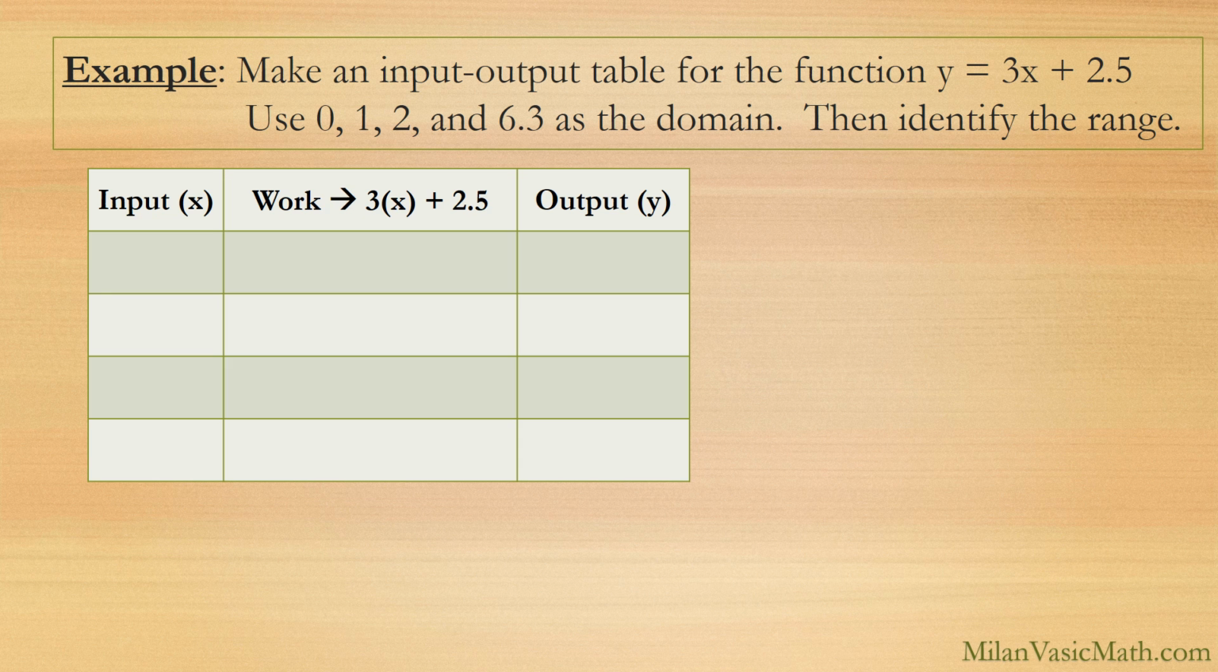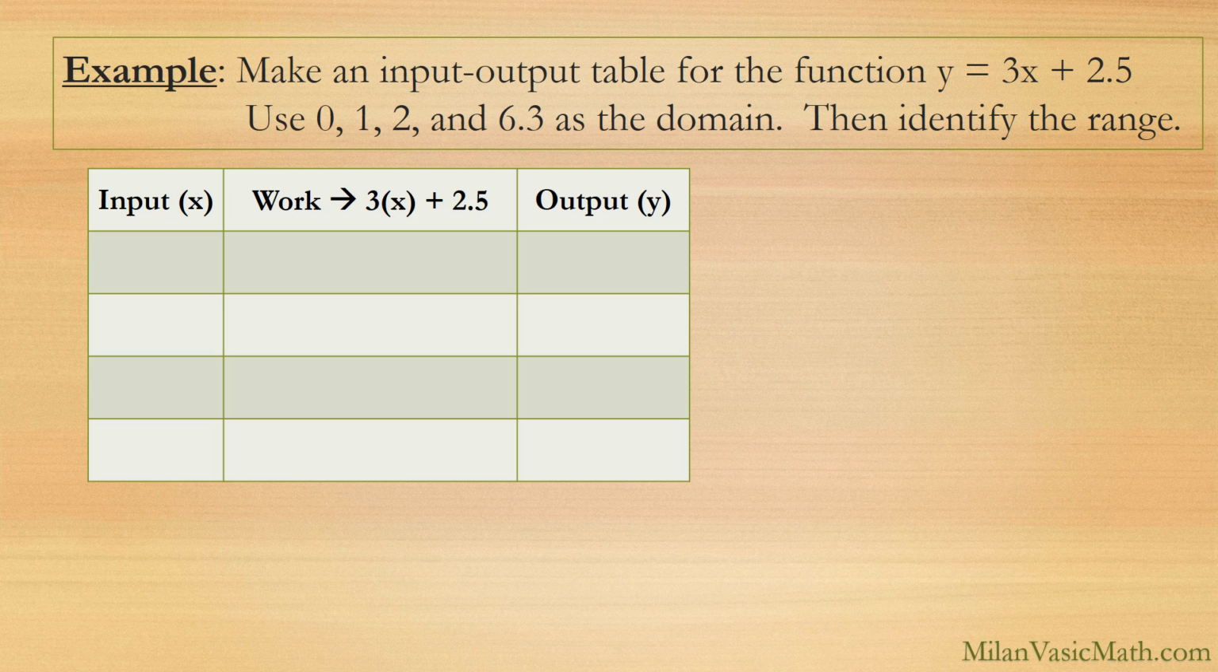Let's make an input-output table for the function y equals 3x plus 2.5. We're going to use 0, 1, 2, and 6.3 as the domain. Then we're going to identify the range. Once you make your table, label it as input. I usually leave a column for the work so that the output can be clearly visualized.